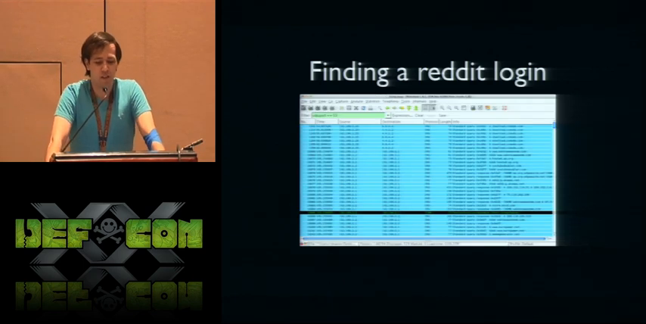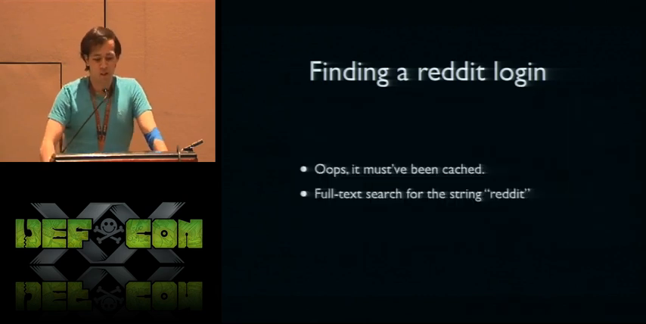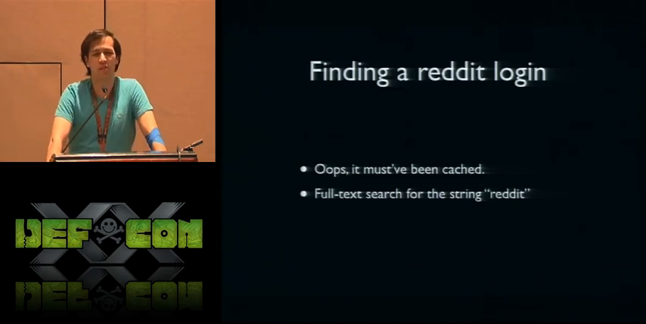We can do a filter to get just DNS traffic, and we still end up with a few hundred requests for this 15 minutes of traffic. You can search on the string Reddit to maybe help you narrow it down and find it that way. And of course, this time we couldn't be so lucky, it must have been cached. So instead we'll do a full text search for the string Reddit on all the traffic, which you can imagine takes a minute or two when you're looking through 146,000 packets.